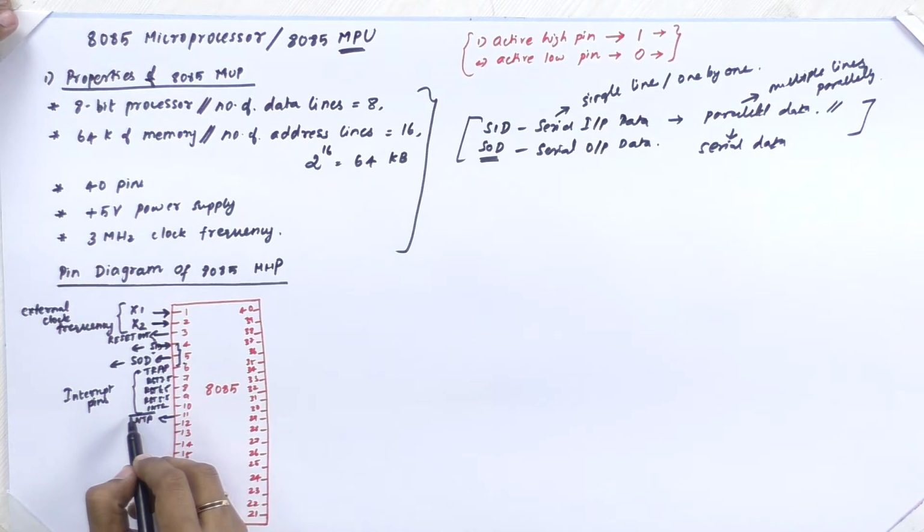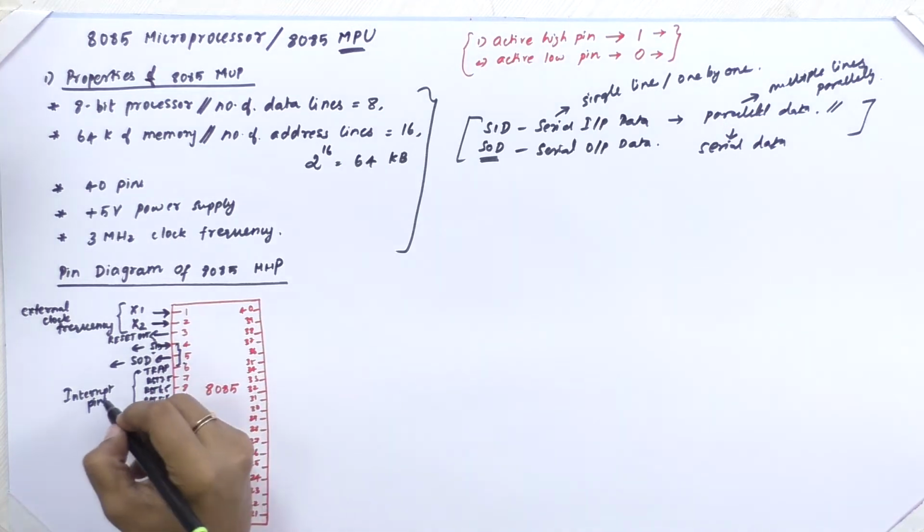If you append this bar with the corresponding pin, then the pin is referred to as an active low pin. That is, it will start performing its function whenever the value of the bit on the corresponding pin is set to 0. Then it is called an active low pin.